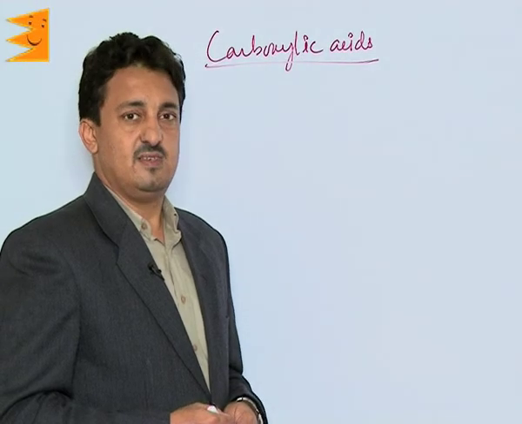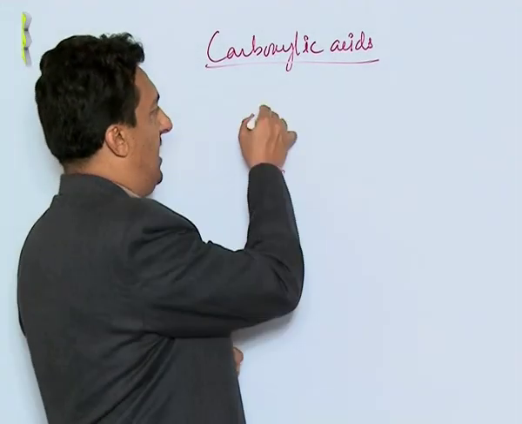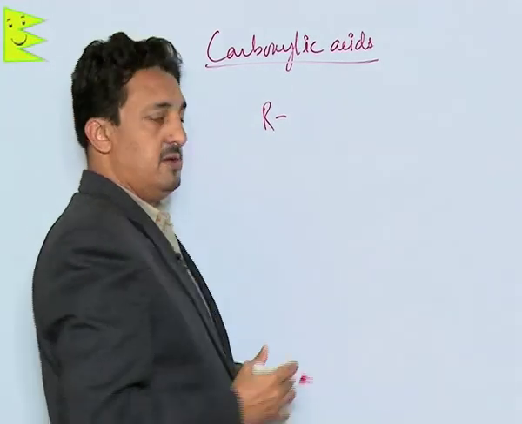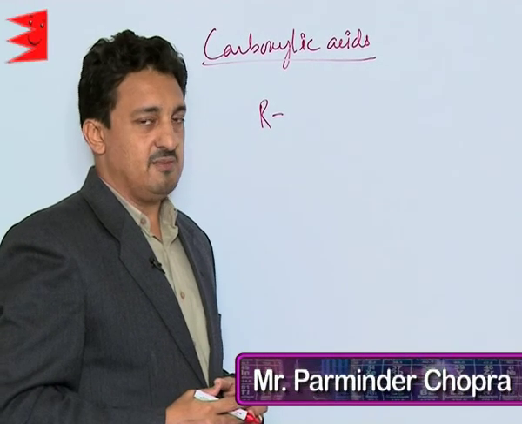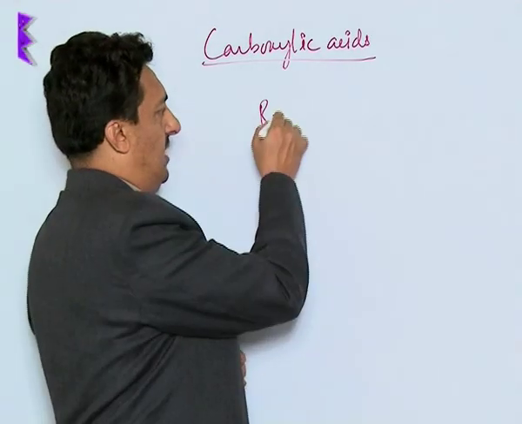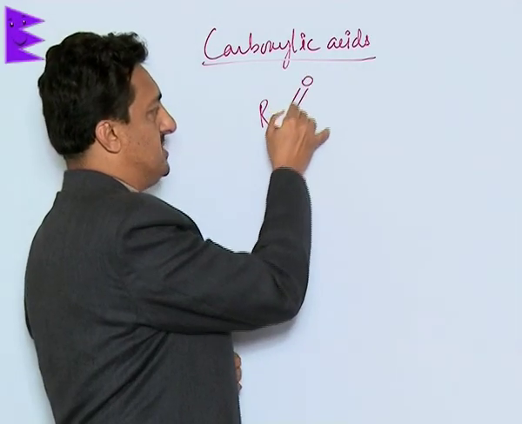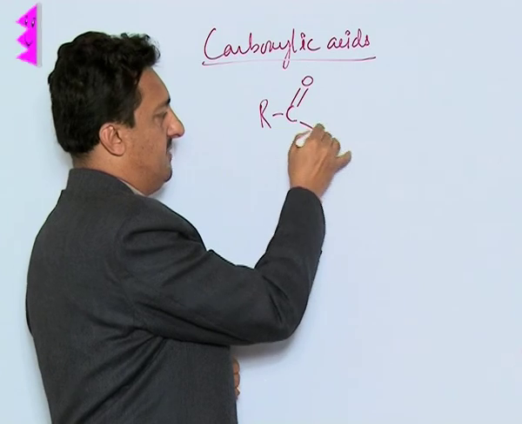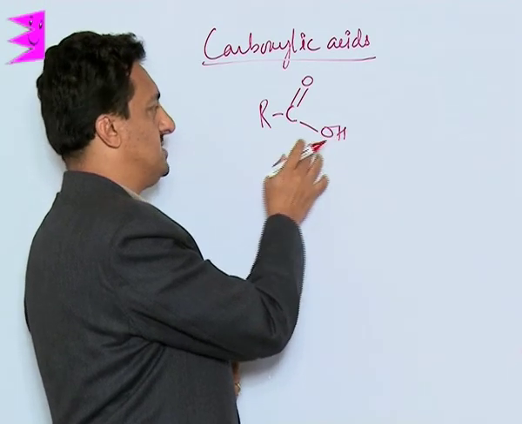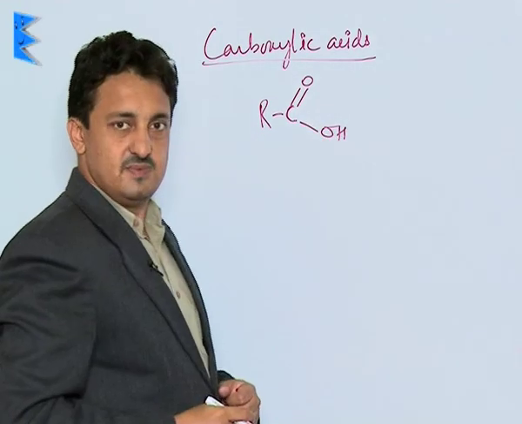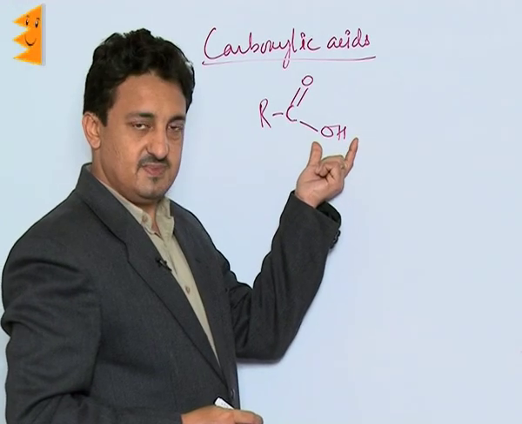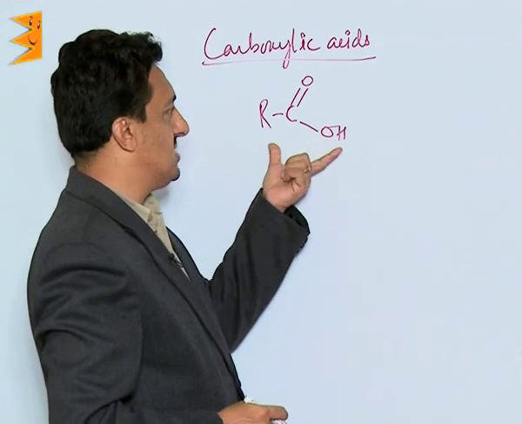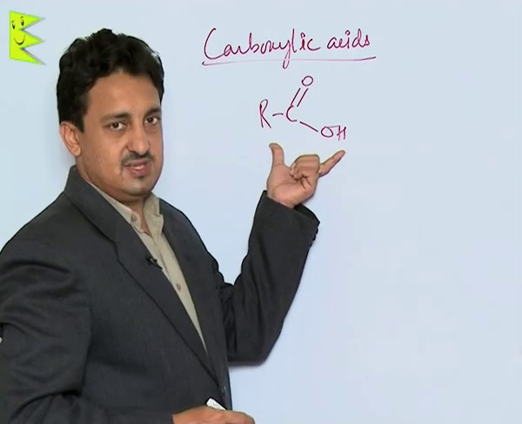Carboxylic acids. See, carboxylic acids are very important. In fact, we can say the most important functional groups of the organic compounds. Now, the major group in this is this carbonyl group, which is having what? An OH group on one side and an alkyl chain on the other side. Due to this OH group, they are called acids. So this is the general structure of the carboxylic acids.